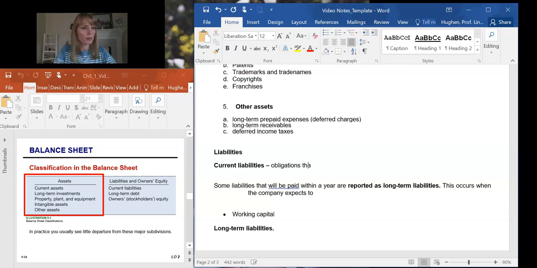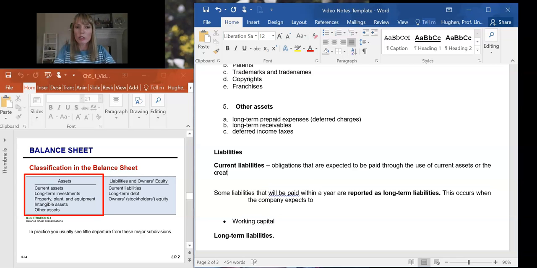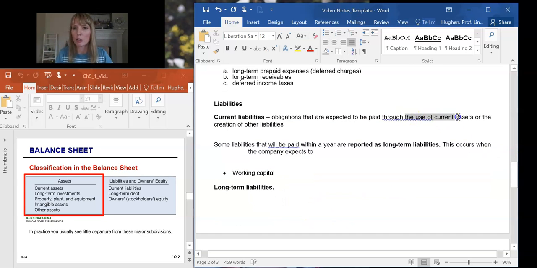Obligations that are expected to be paid through the use of current assets. But remember, if those current assets are really generally held for about a year, then we're going to be paying these off in about a year. Or the creation of other liabilities. And generally it's going to be paid through the use of current assets, and most bills are going to be paid, of course, with cash.